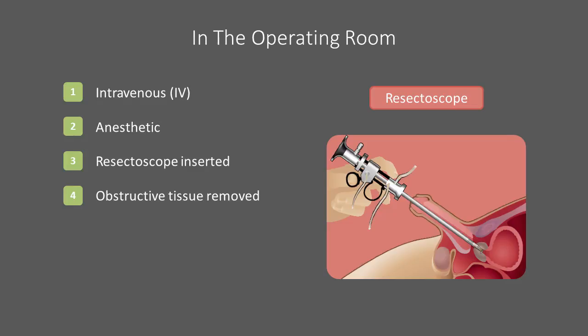If you are given a spinal anesthetic, which involves passing a needle into your back, you will remain awake, but the lower half of your body will be numbed. Spinal anesthesia is often preferred for patients undergoing TURP.